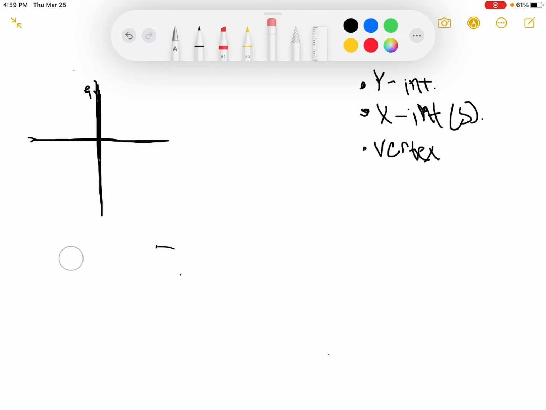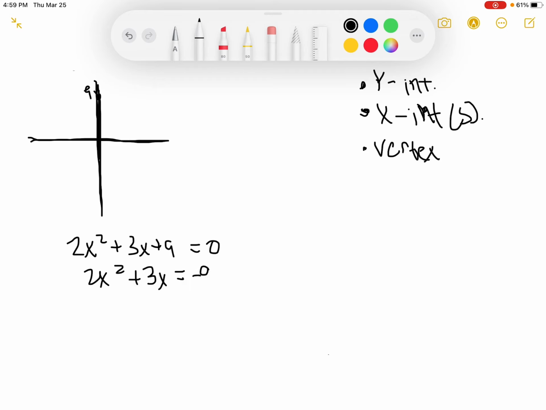How do you find the x-intercepts? Well, we learned in the last lessons that you can use completing the square, factoring, or the quadratic formula. I'll just do completing the square. So remember, we first subtract c. So now we have this. Then 3 divided by 2 squared is 1.5 squared, which is 2.25. That's not as good.